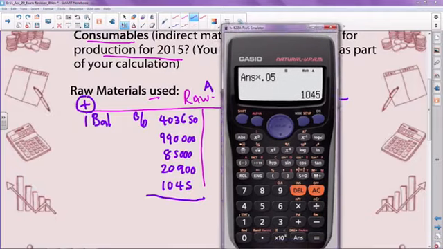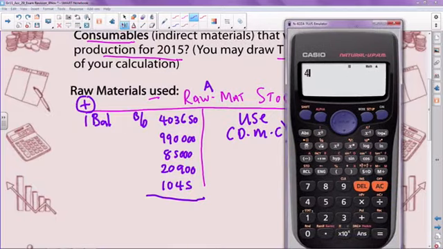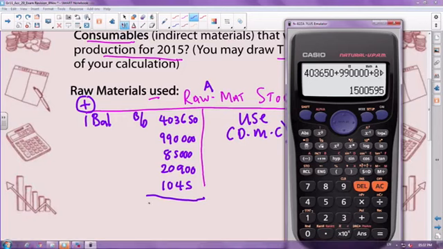So let's quickly add up these amounts first. At the beginning of the year, my opening stock, 4036.50 plus 990,000, that was my purchase, plus 85,000, that was for carriage, plus 20,900, this is the dye from France, and then the tax, 1,045. So the total value of stock available to use, 1,500,595.